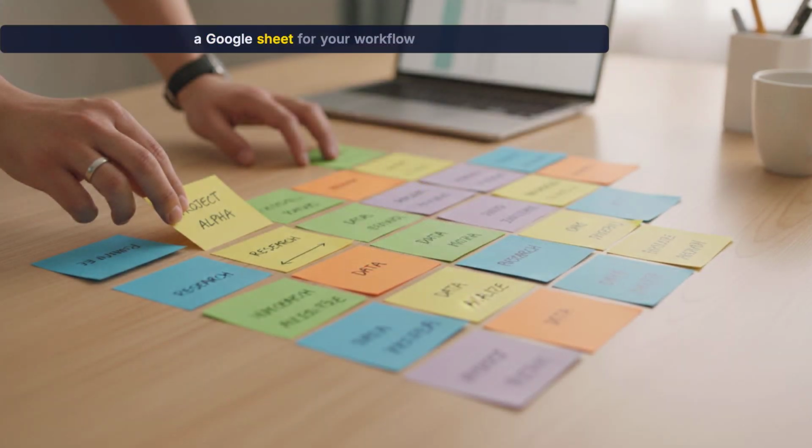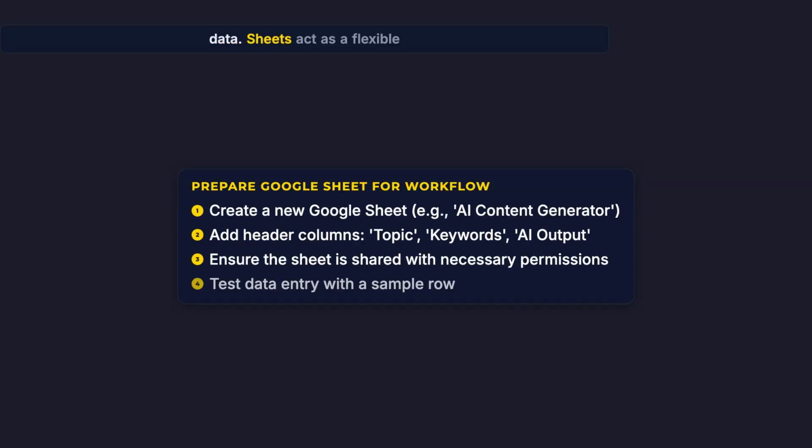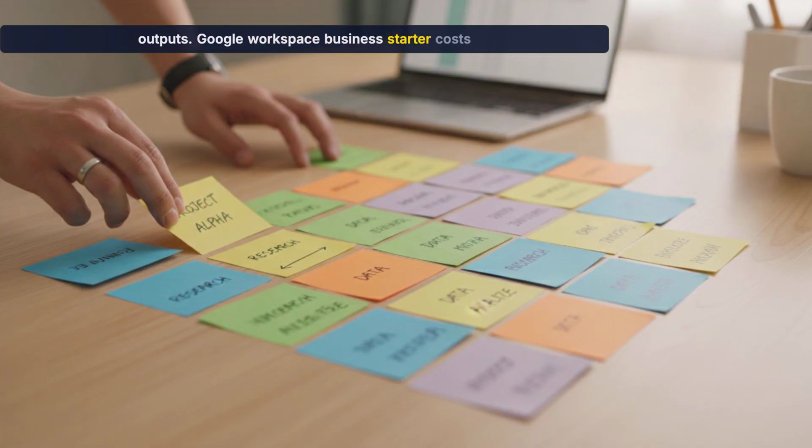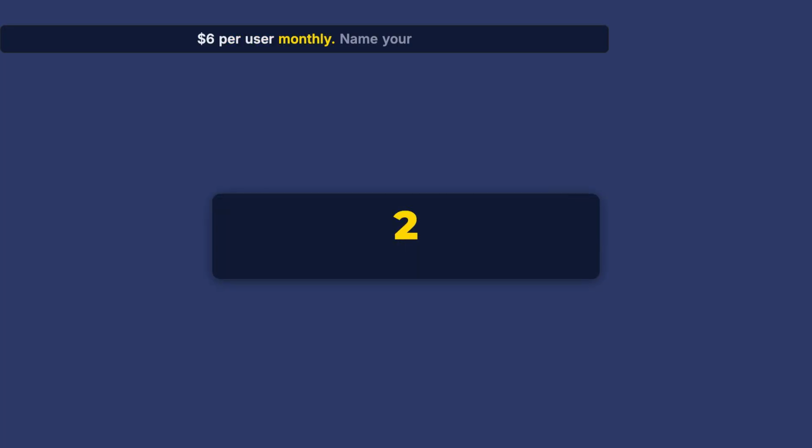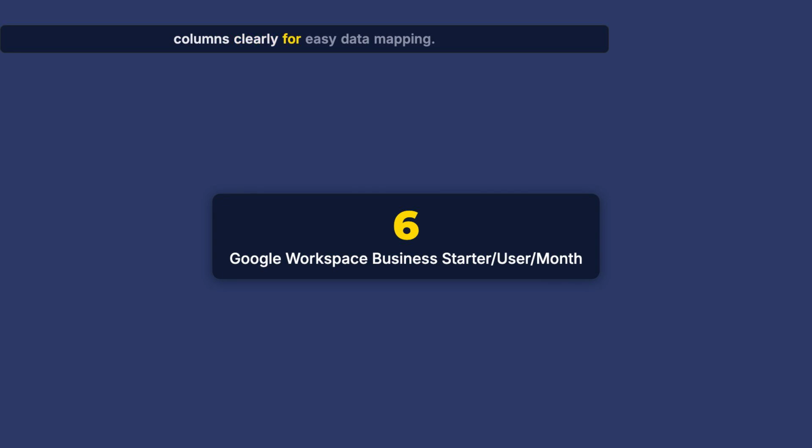Now, create a Google Sheet for your workflow data. Sheets act as a flexible database, triggering automations or storing AI outputs. Google Workspace Business Starter costs $6 per user monthly. Name your columns clearly for easy data mapping. We'll use this sheet for both inputs and outputs.